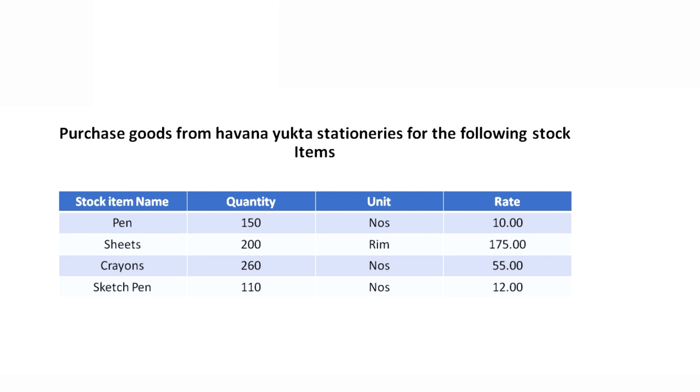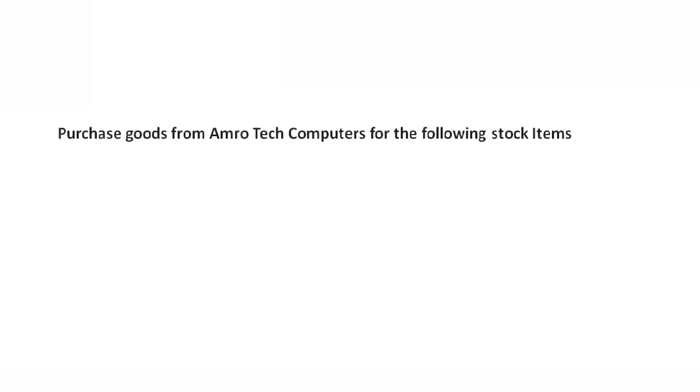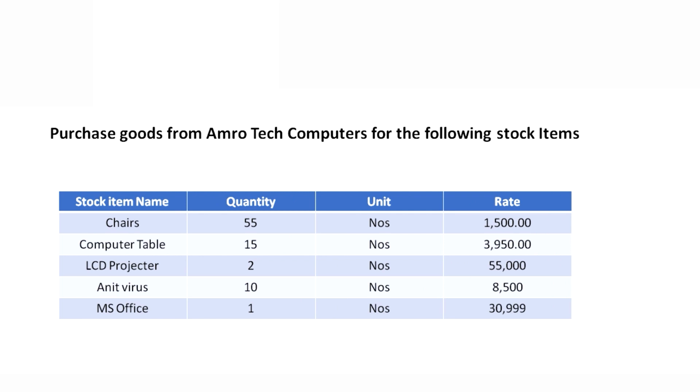So next we'll go with the next transaction. The next transaction is purchase goods from Armotech Computers for the following stock items. The stock items are: chair, computer table, LCD projector, antivirus and MS Office. Even this is also a purchase, but this purchase is from a different supplier with different stock items. Even this has to be created.